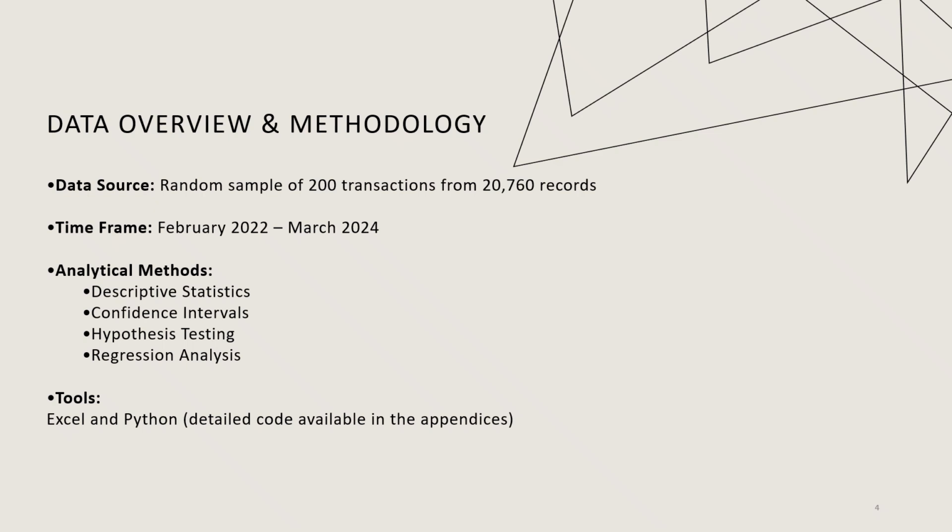This slide describes the data and the methods used. I selected 200 transactions at random from a total of 20,760 transactions. After collecting the data, I applied several statistical techniques, such as computing descriptive statistics, constructing confidence intervals, conducting hypothesis tests, and running a regression analysis to derive insights that follow.